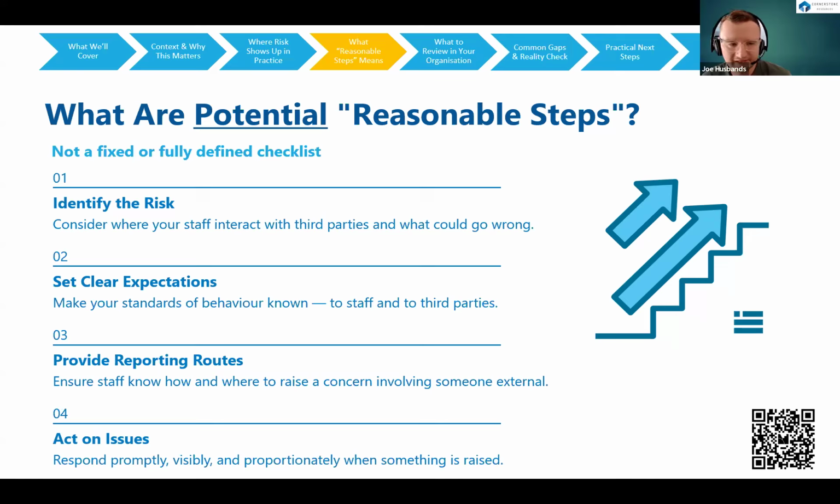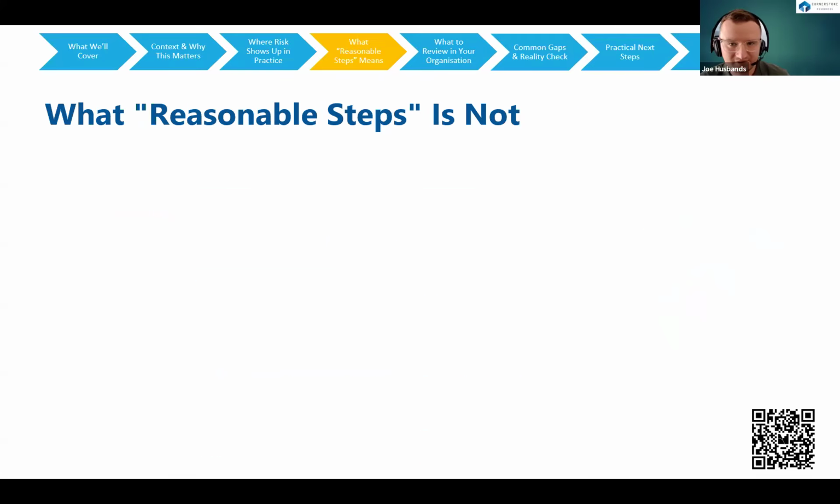One key point to emphasize here is this is where organizations often rely on policy, but the expectation has moved towards behavior. That's probably the key takeaway from today. It's about what actually happens in practice, not just what exists on paper.